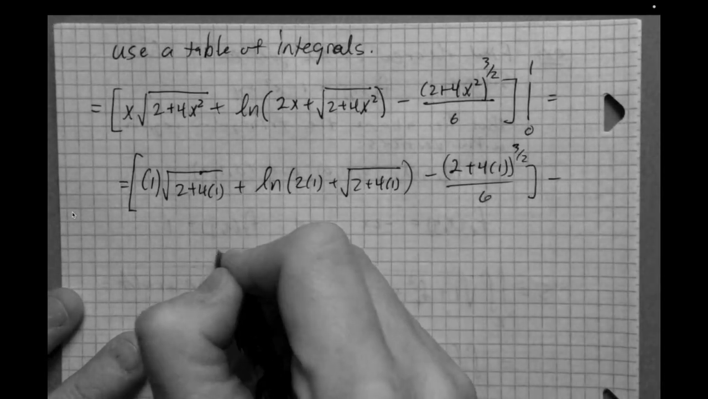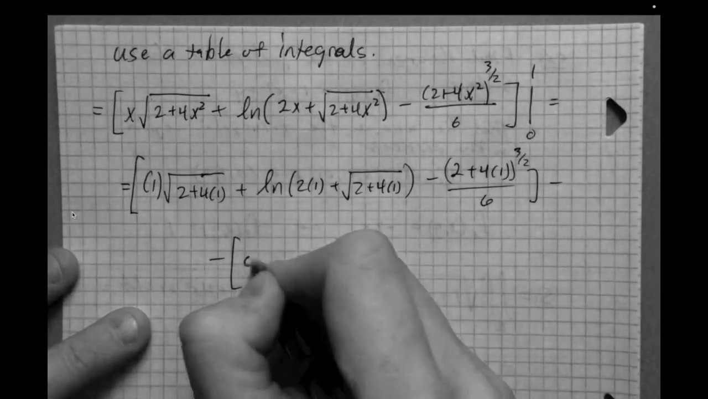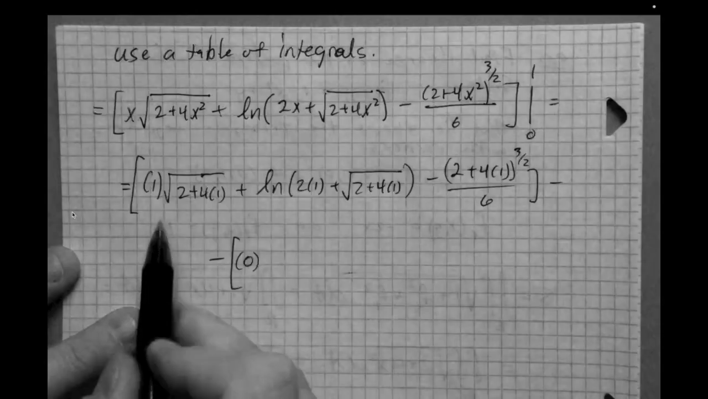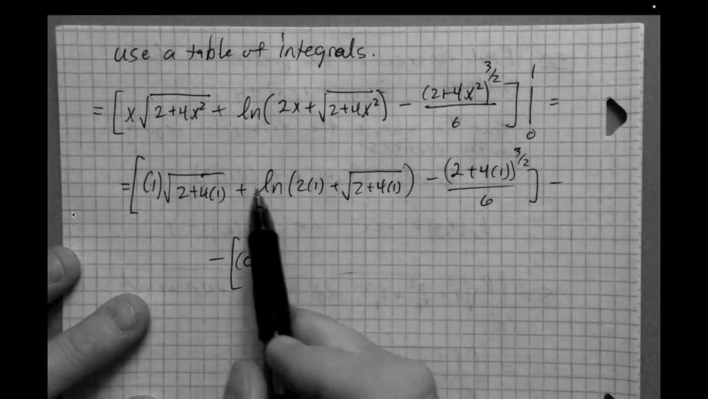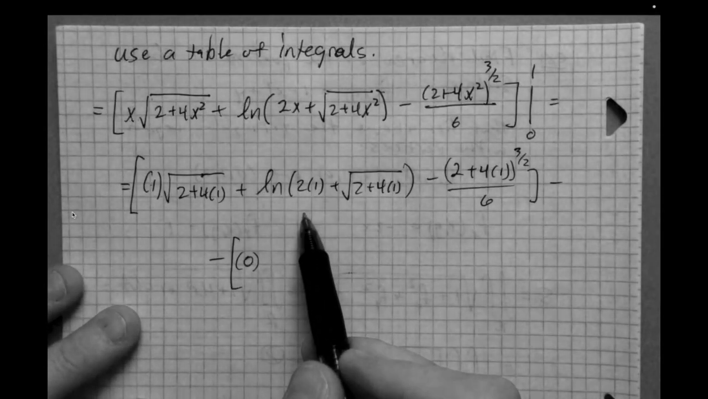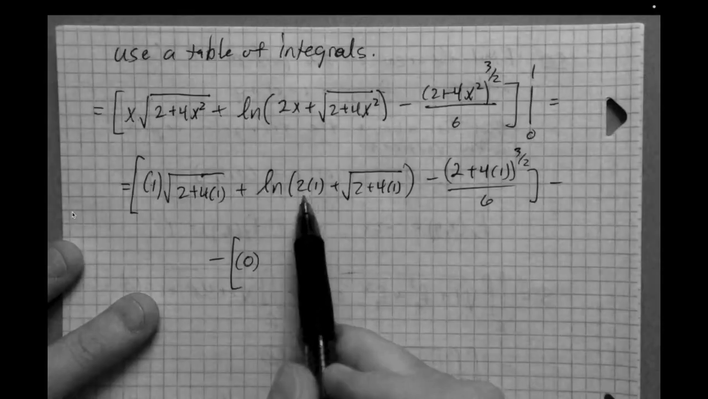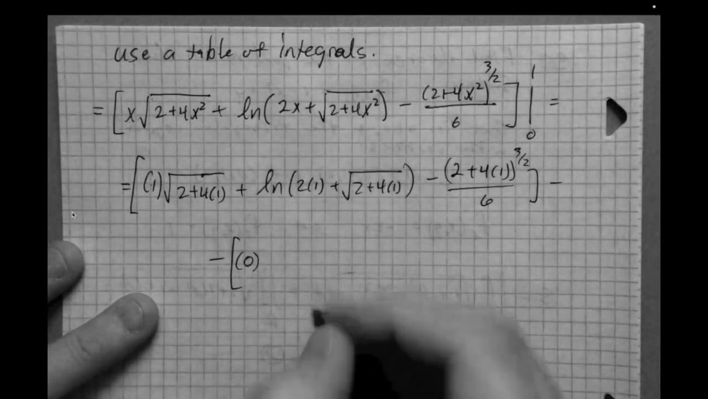That's the top. And then at the bottom, a lot of these things are going to zero out. So the first term is going to be 0, right? This is 0 times this whole thing. The second term, you do get the natural log of the square root of 2, right? Because this becomes 0 and this becomes 0, and you're left with the square root of 2 in the middle.